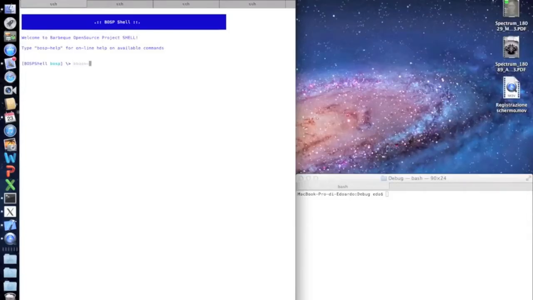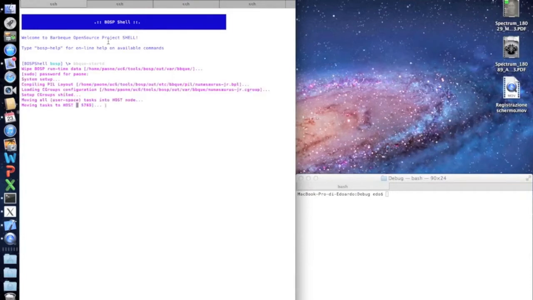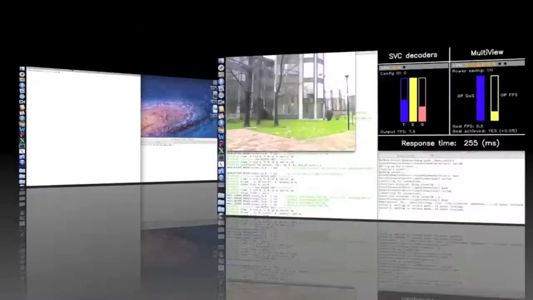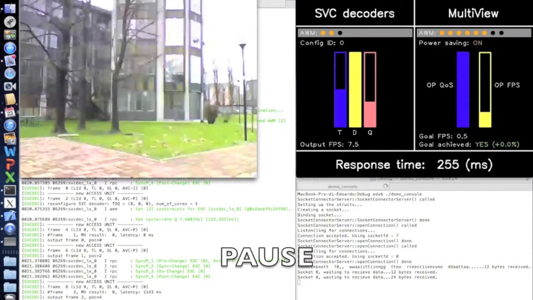First, we start the Barbecue Runtime Resource Manager, which initializes the multi-core platform into a host node for system processes and 1 or more device nodes where the applications will be deployed. This is the output of the prototype.